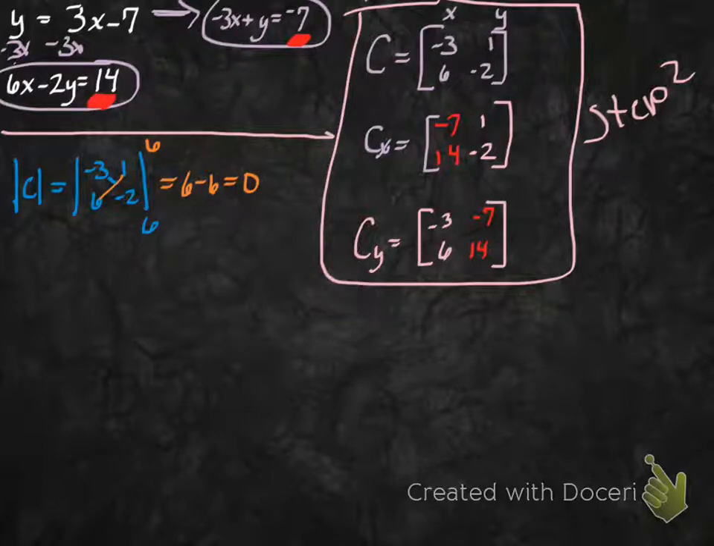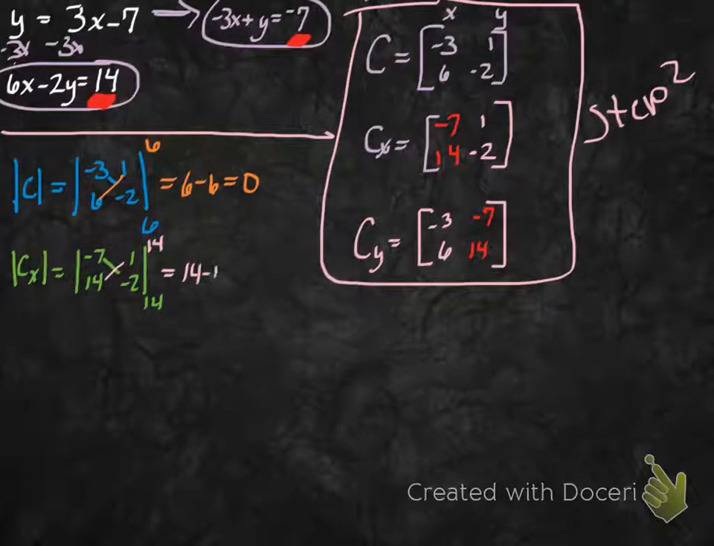Now let's do it again for my C sub x. This time I replaced my x terms with negative 7 and 14, but kept my y terms with that 1 and negative 2. And so I do my downs. In this case it's 14 minus my ups, which in this case is 14. So 14 minus 14 gives me 0.